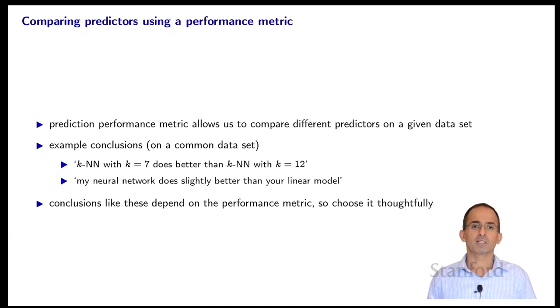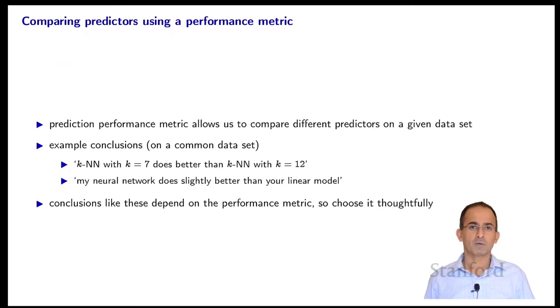Several things to notice about these kinds of conclusions. They depend on several things. First of all, they depend on the performance metric. It is quite reasonable and quite common that you can have a predictor that does better on one performance metric, but does worse in a different performance metric. So the neural network may do better than the linear model when using the RMS error, but may do worse than the linear model when using the mean absolute error. So you've got to choose the performance metric carefully so that it corresponds to something that you actually care about.